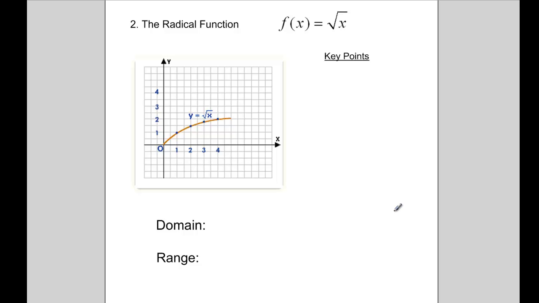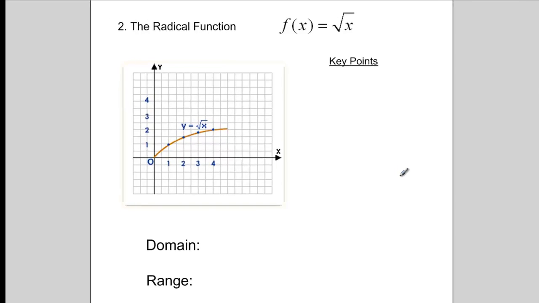The next parent function that we're going to look at is called the radical function, or f(x) equals the square root of x. Now when we talk about the square root of x, we have previously shown that when we take the square root of a number, we always want to consider the positive and the negative solutions to it. However, when we talk about the radical function, we only consider the positive version of the square root of x. So, if x is a negative number, this function does not exist.